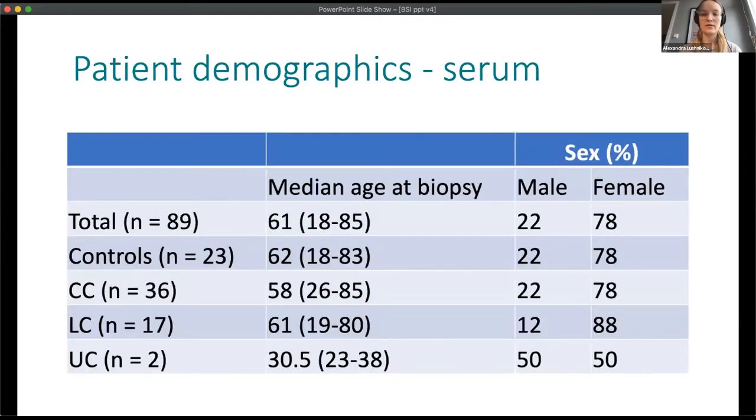So if we now look at the demographics for the serum samples, all groups had a similar median age at biopsy, around 60 years of age, apart from the 2 ulcerative colitis patients. And we can also see again that the patient population is predominantly female.